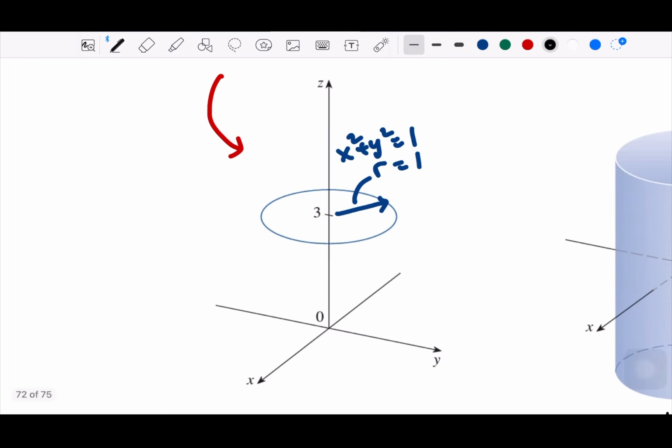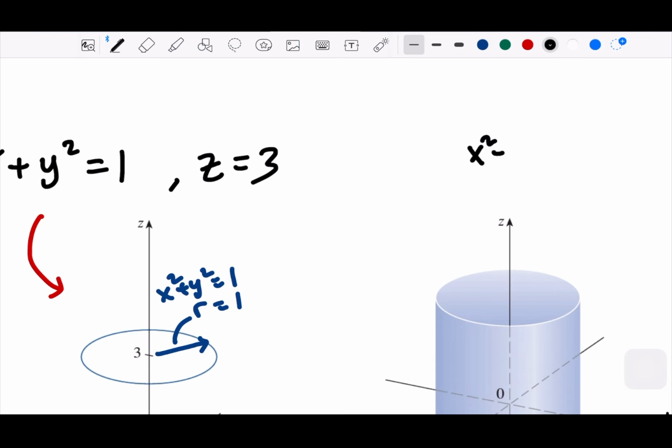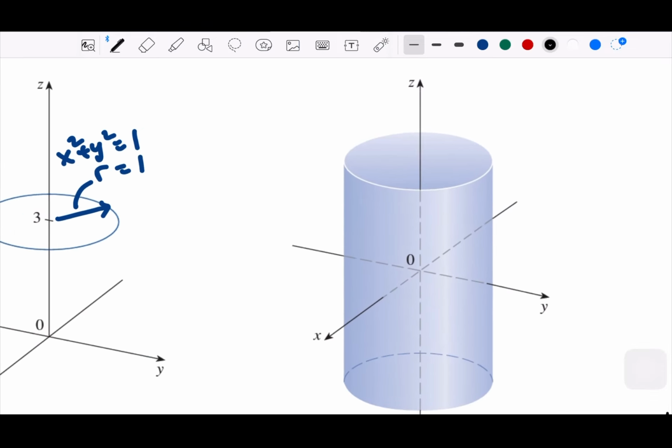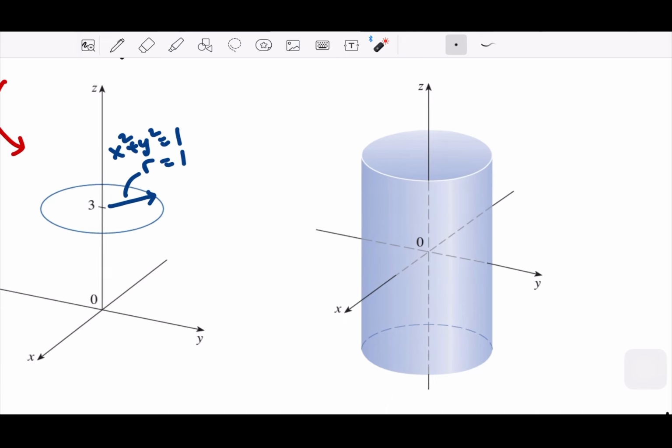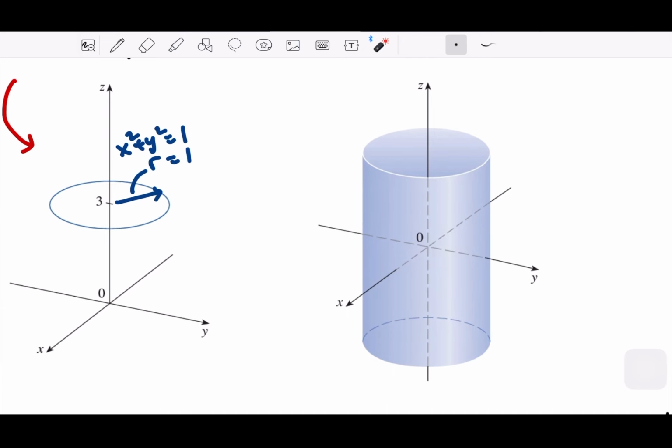Now if we have x squared plus y squared equal 1 without any limitation on z, which means we are going to have the circle all over the place on z. And then we combine all those circles, we make something like this volumetric shape, right? Like a cylinder.